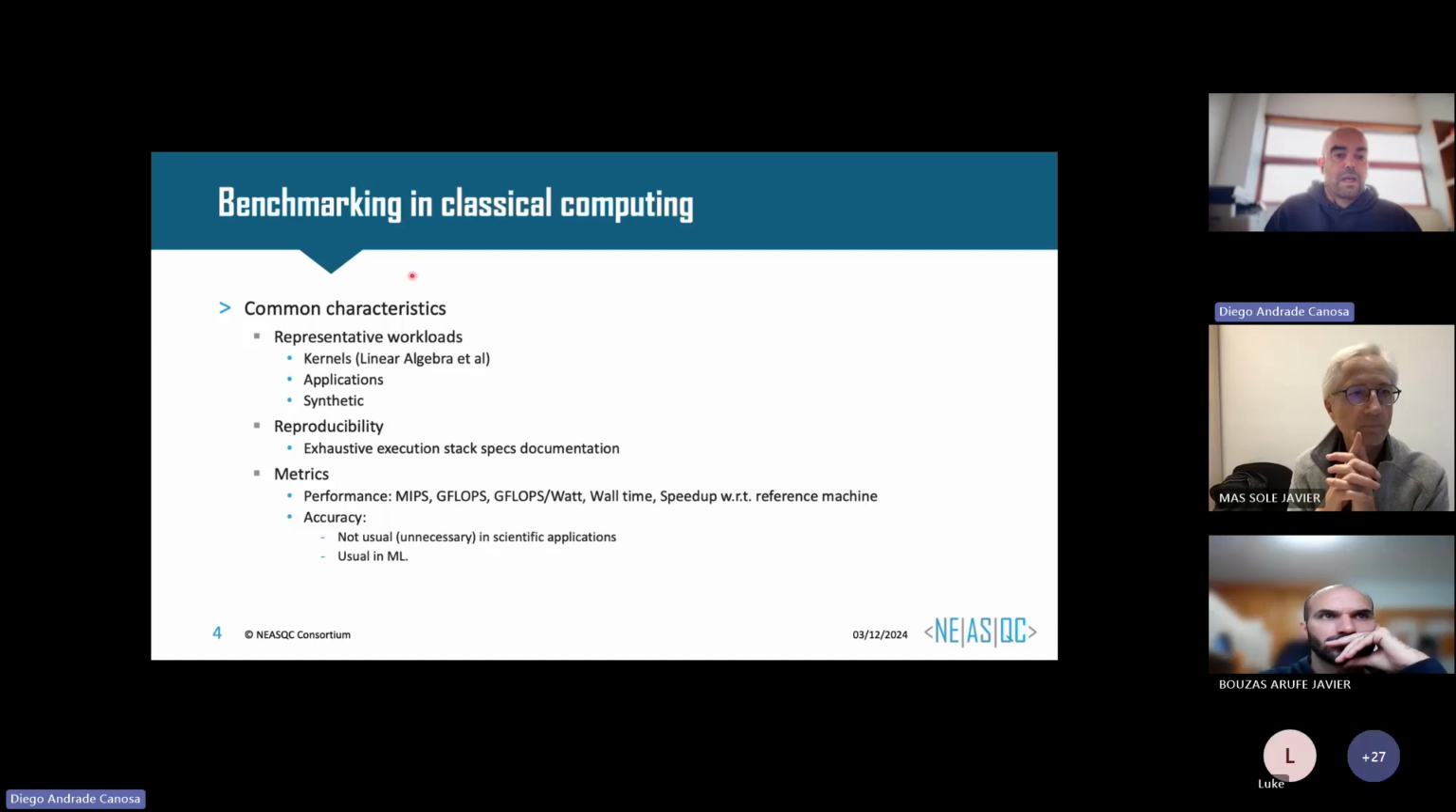Sometimes these workloads are taken from the kernel level. For instance, in classical computing, linear algebra operations such as matrix multiplication are very popular benchmarks. Other times we have workloads that are defined at the application level. For instance, we can have something like a computational fluid dynamics simulation. And other times we have synthetic benchmarks, which don't belong to any specific application, but they are explicitly designed to stress certain characteristics of the hardware.